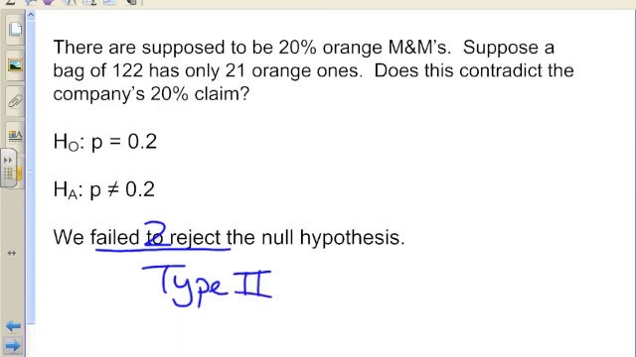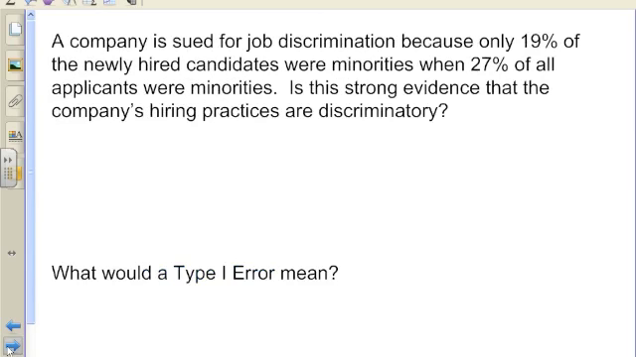All right, let's see something we've never seen before so we can really get down to what a type 1 and type 2 error might mean. A company is sued for job discrimination. That really happens because only 19% of the newly hired candidates were minorities when 27% of all the applicants were minorities. Ooh, yikes. So big job interviews, 27% of all the people that turned in applications were minorities, but only 19% that got hired were minorities. That seems to be a discrepancy.